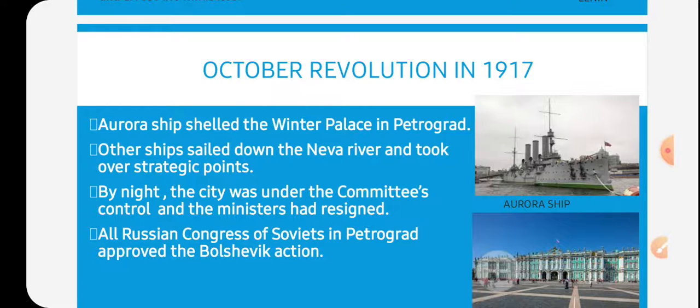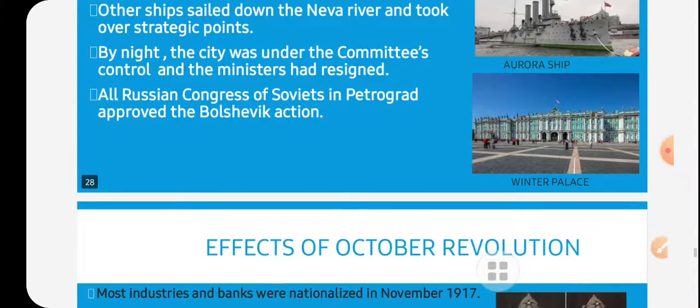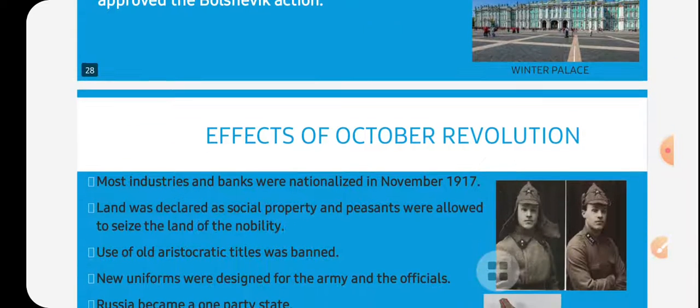So this happened in a single day, and at the meeting of the All Russian Congress of Soviets in Petrograd, the majority approved the Bolshevik action. The uprising took place in the cities. All in all, the result was heavy fighting, especially in Moscow, and by December the Bolsheviks controlled the Moscow-Petrograd area. So this was the result of that event. This was now the rule of the Bolshevik party.